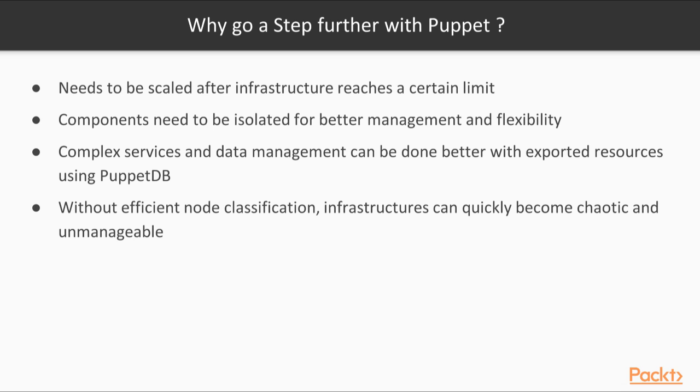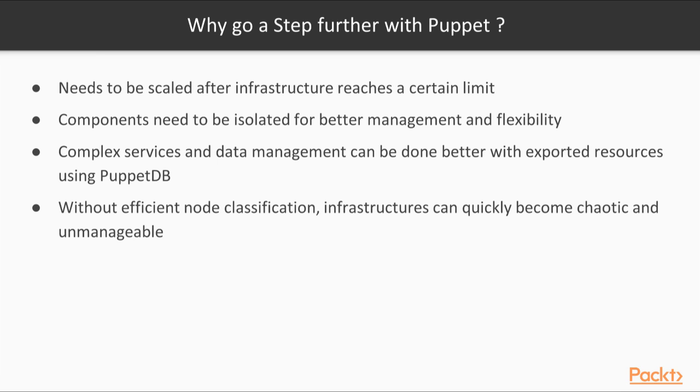After that threshold is reached, Puppet needs to scale so that it is able to keep up with the growing infrastructure needs. If the Puppet server-side components can be isolated from each other, instead of keeping them as a single monolithic server, management of that component becomes much easier and flexible. As we add more services to our infrastructure and each service comes with different levels of complexity, it won't be possible to keep up with them without the help of advanced components such as the PuppetDB. By using exported resources, advanced services and configurations can be much better managed.